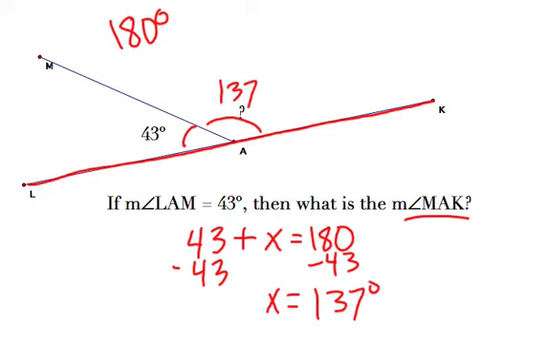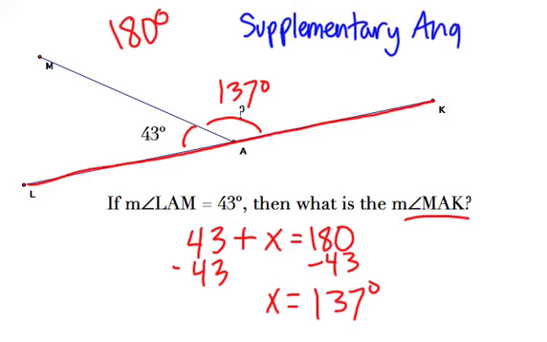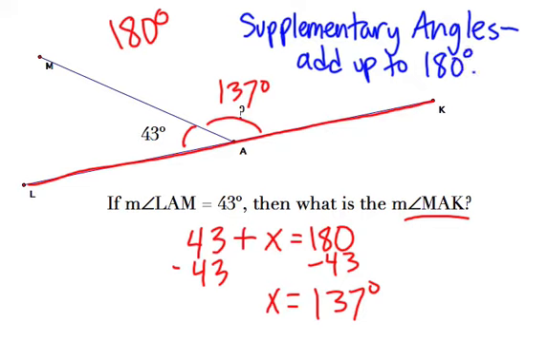Okay. So this has a name when you have 2 angles, or more than 2 angles really, that add up to 180 degrees. Those are called supplementary angles. So again, supplementary angles add up to 180 degrees. Now remember, this has to be 2 or more angles. Just a straight line is not a supplementary angle. It's supplementary angles, plural, so it has to be more than 1. Okay? So those are supplementary angles.